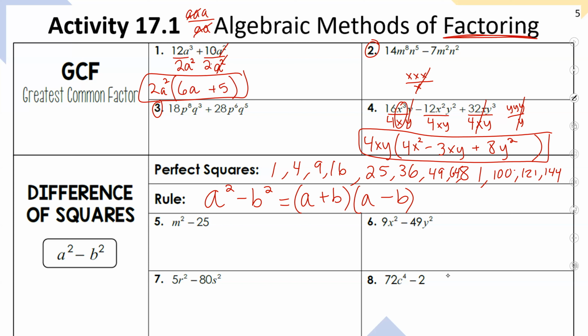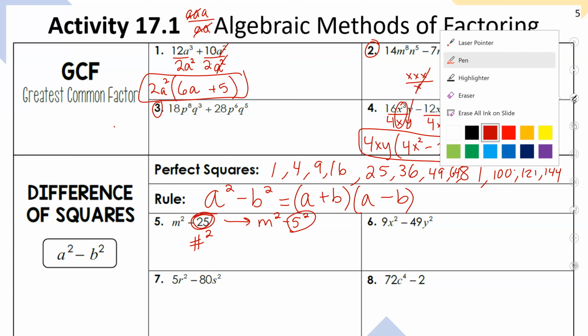Okay, let's look at this. How can we rewrite 25 so that I have some number squared that would give me 25? Thank you. So let's write this as m squared minus 5 squared. You guys see that? 5 squared is still 25. So we didn't really change anything. We just changed what it looks like.